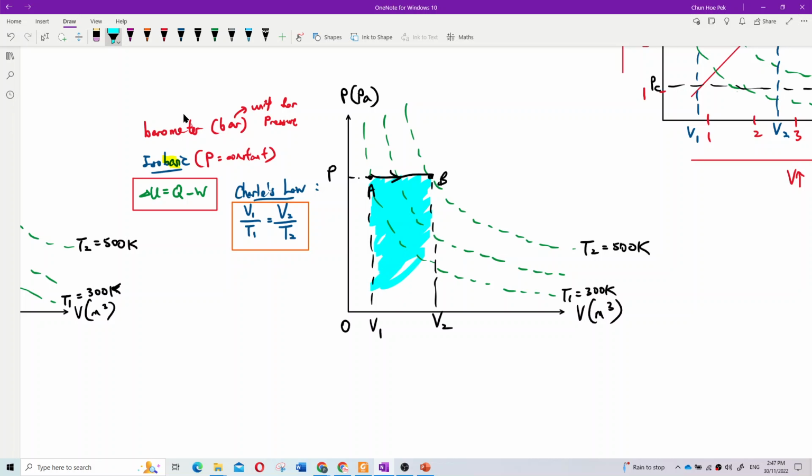Class, is this color beautiful, class? Yes. Okay, that's good.